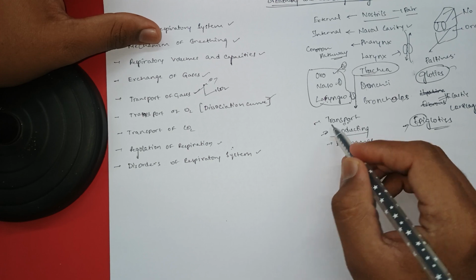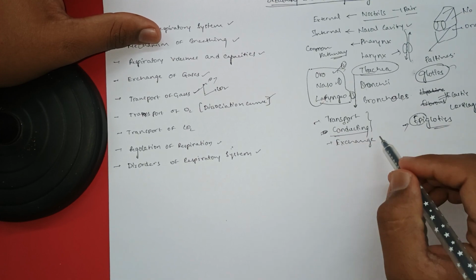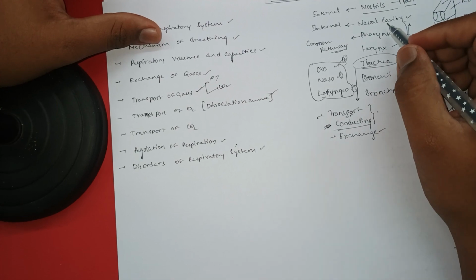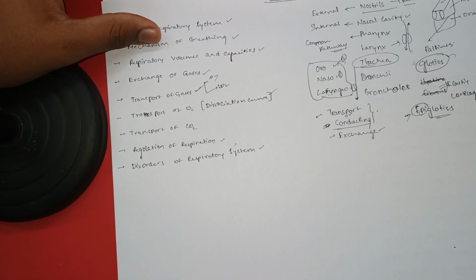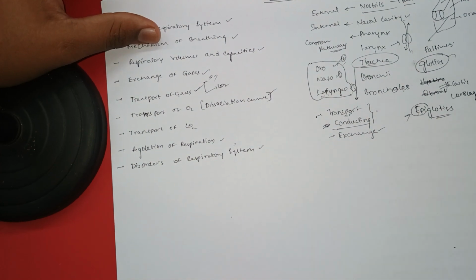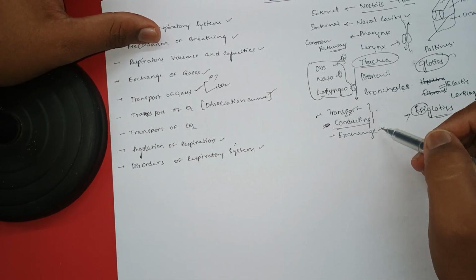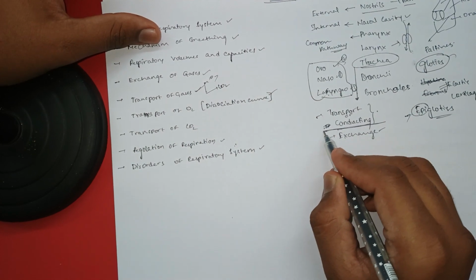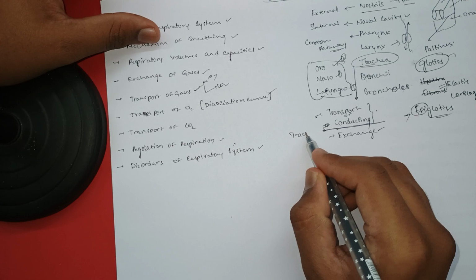Both the transport or conducting part and the exchange part are the same, which means they bring air from the outside to your inner lungs, where it gets exchanged. The connection between these two, I would call the trachea.